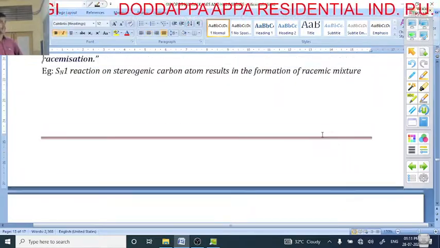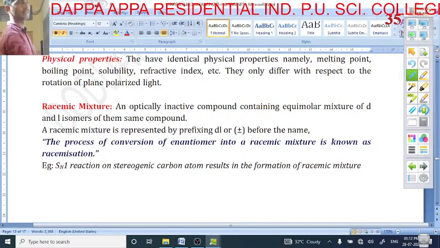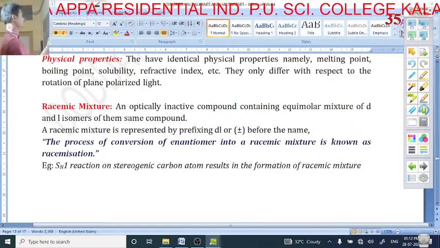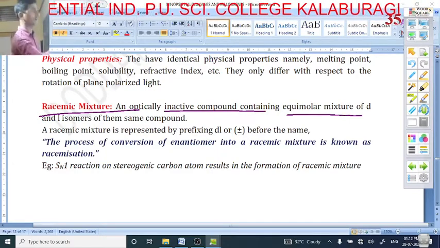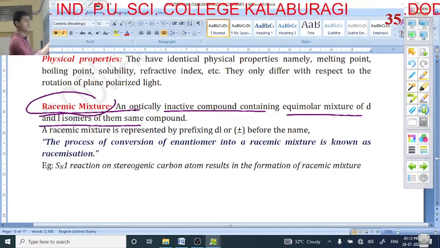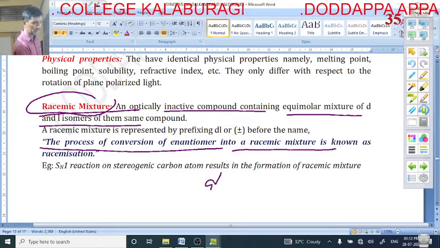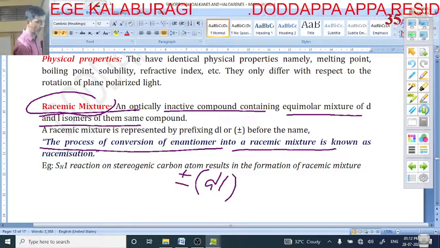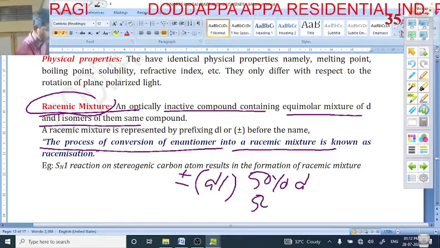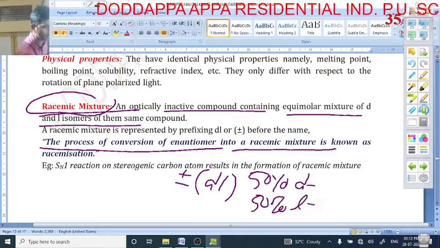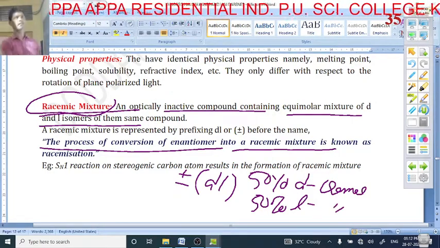Next, the racemic mixture. What is a racemic mixture? An optically inactive compound, an equimolar mixture of D and L isomers, is called a racemic mixture, or the process of conversion of enantiomers into a racemic mixture. It has both D plus and minus, 50% D isomers and 50% L isomers. These are called a racemic mixture.